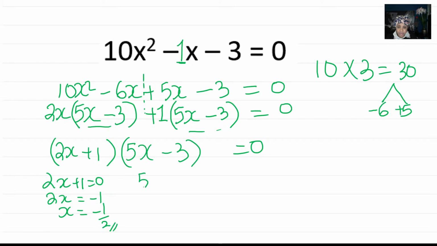And then I take 5x minus 3 equal to 0. And then 5x, I add 3 both sides, is equal to 3. I divide by 5, therefore x is equal to 3 over 5. Okay, that is a solution to this question.